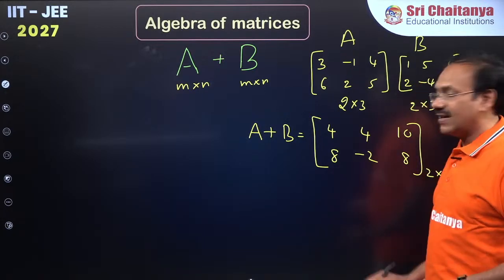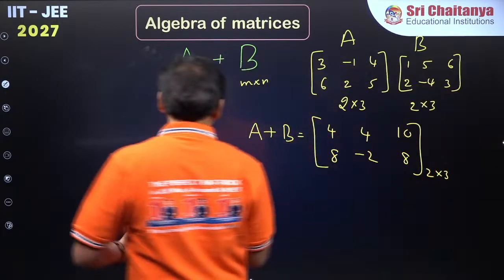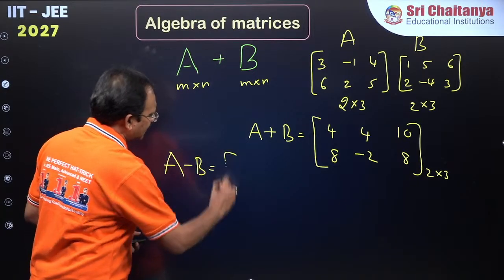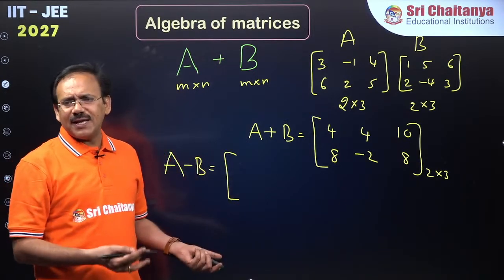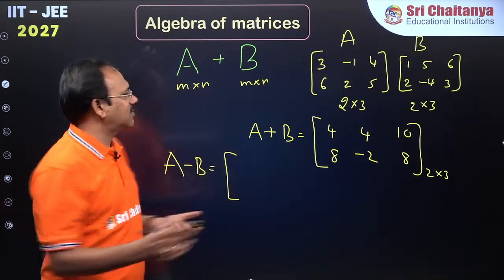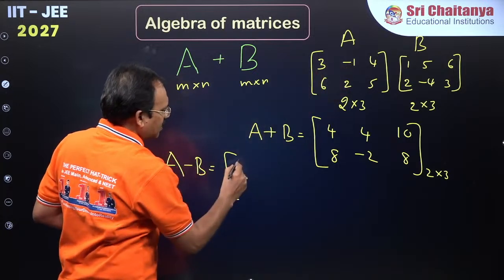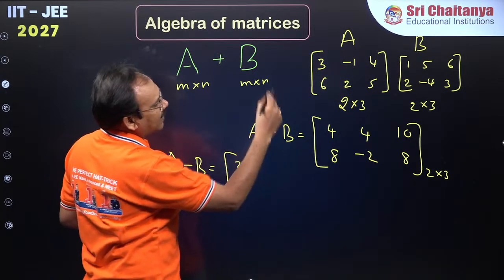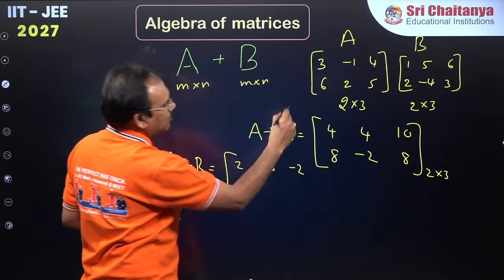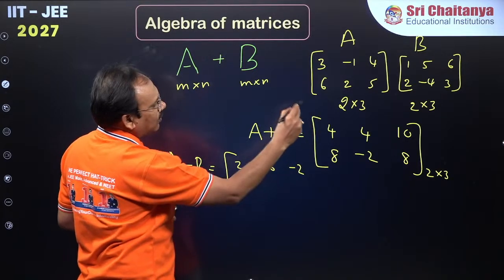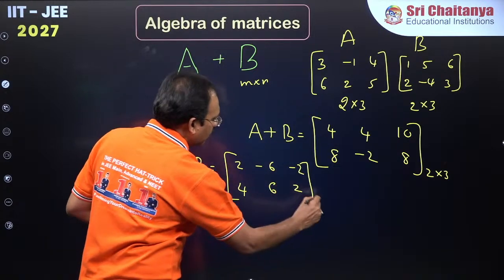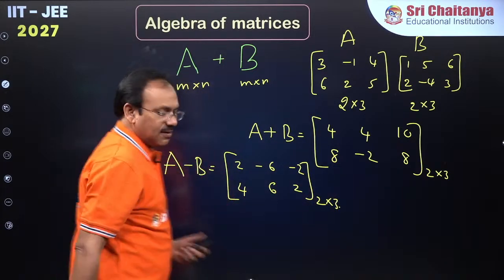Clear everyone? So there itself, I'd like to define A minus B also. A minus B means A plus -1 into B. That means just subtract, not much mathematics. A minus B: 3 minus 1 is 2, -1 minus 5 is -6, 4 minus 6 is -2, 6 minus 2 is 4, 2 plus 4 is 6, 5 minus 3 is 2. It will also be a matrix of the same order.